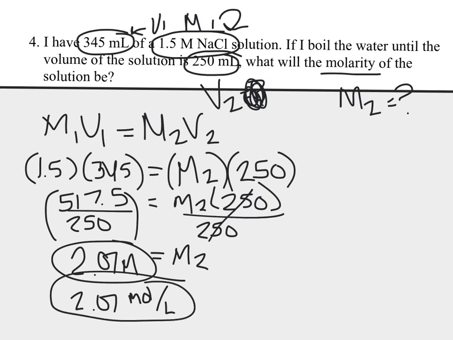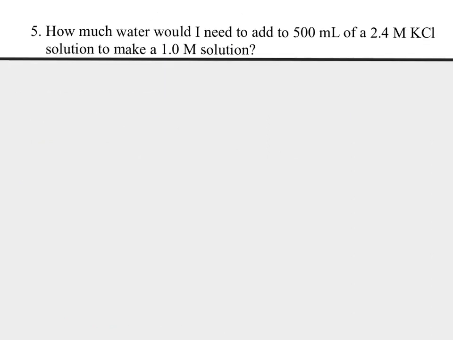But you used your dilution equation, and as we said, it looks like the concentration went up. It started at 1.5 molarity, and now it's 2.07. So we hypothesized correctly. Because we took away some water, boiled it off, that solution became more concentrated. We come up to the last question, number 5. We want to know how much water would I need to add to 500 milliliters.